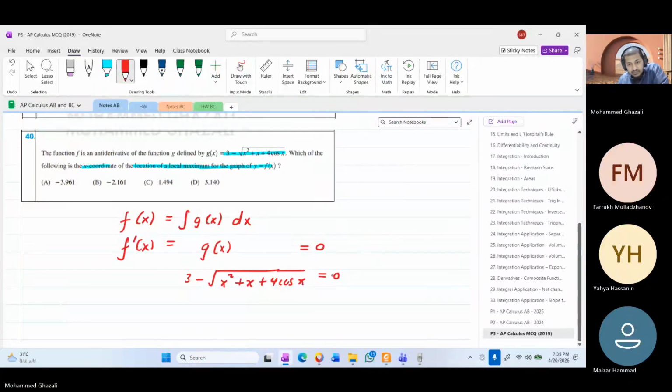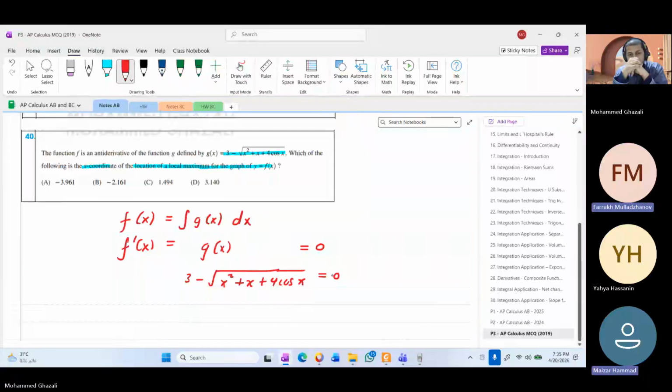Someone was asking me a question. We say that f of x equals the integral of g of x dx, yeah? Why did we say that? I interpreted the first statement: the function f is an antiderivative. What does antiderivative mean? The integral of the function g. And why are you finding f prime of x? Because when you find f prime of x, you find local minimum and maximum.